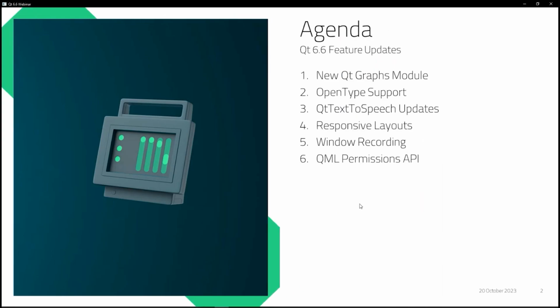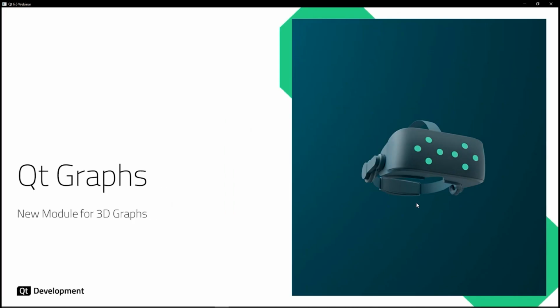The agenda for today in this webinar is going to cover the new feature updates and new modules introduced in 6.6, including the new Qt Graphs module, OpenType support, Qt text-to-speech updates, responsive layouts, window recording, and the QML permissions API. We'll start with Qt Graphs, which is the new module for 3D graphs.